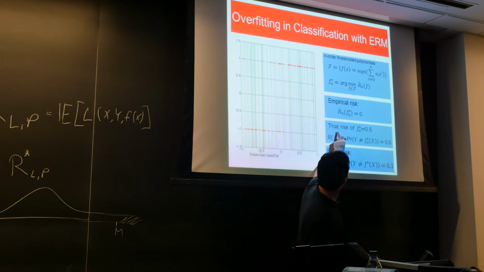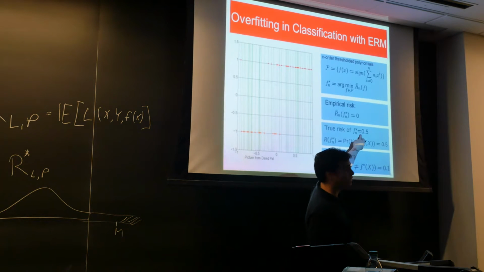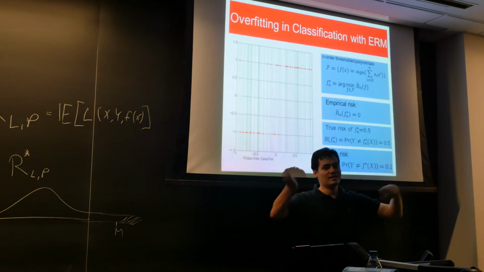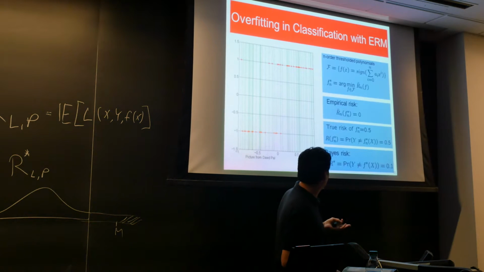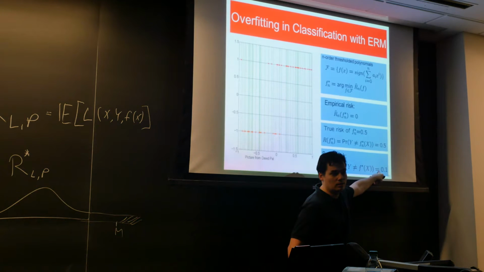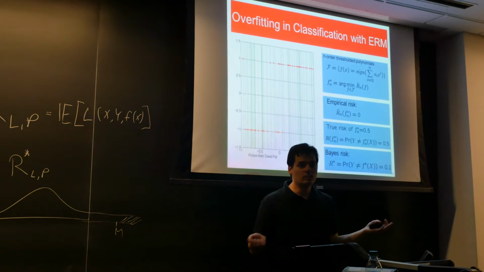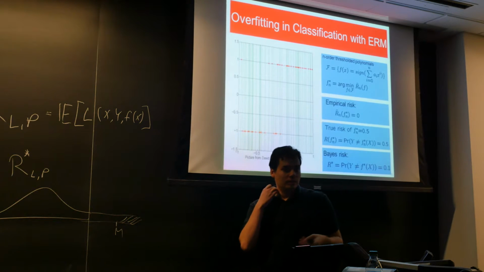But the true risk of this function would be 0.5. So it's just a random guess. So on the test set, you would be terribly bad. But as we discussed, the Bayes risk of this problem is 0.1. So if you just minimize over all possible functions, that's not a good idea. So that's called overfitting.